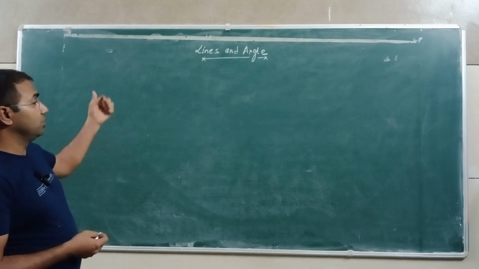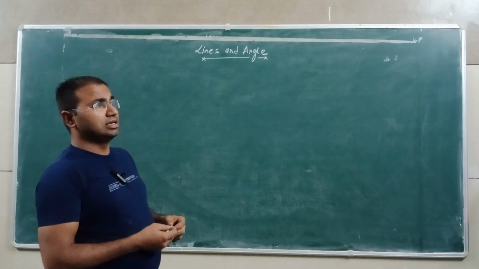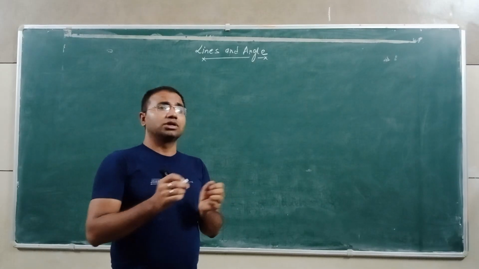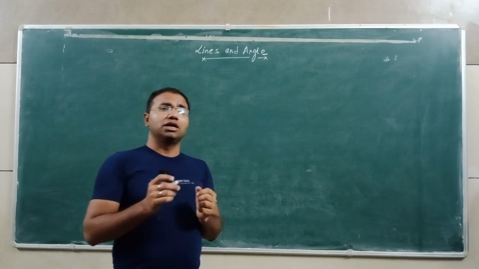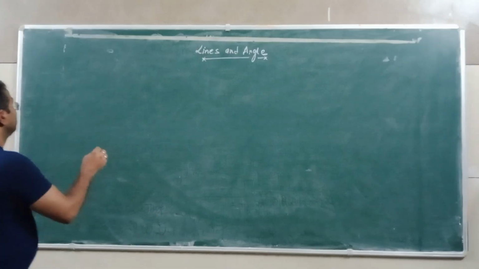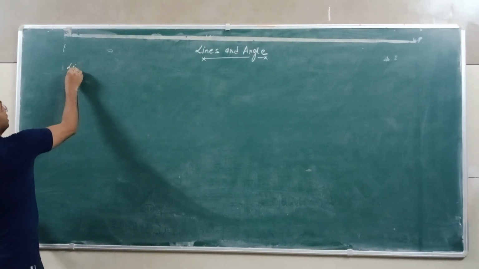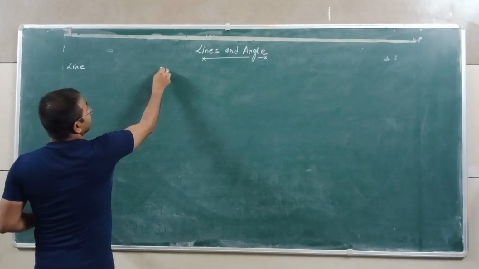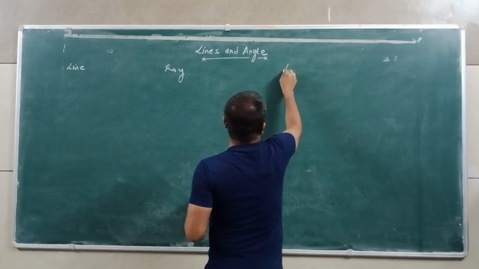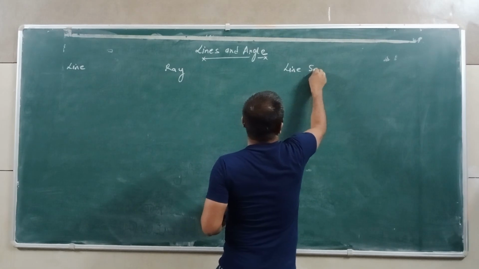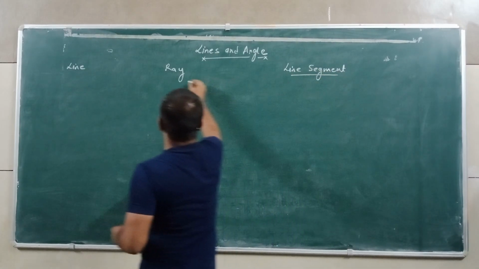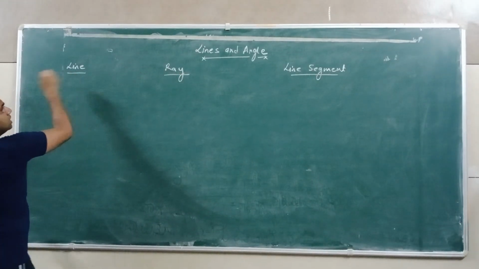So see what we will learn in lines and angles. First of all, we will learn what is the difference between a line, a ray, and a line segment. Here I am writing: we will learn about line, then we will learn about ray, then we will learn about line segment. Okay, so now let us see what is a line, what is a ray, and what is a line segment.